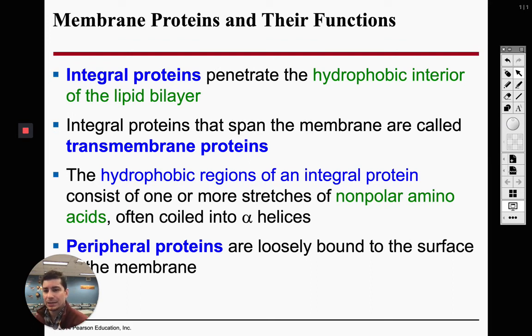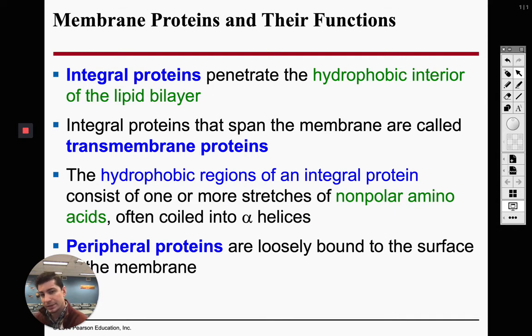Different proteins in our cells. We have integral proteins. Integral proteins are going to penetrate the hydrophobic region of our lipid bilayer. So they're going to be attached to our phosphates, but they're also going to penetrate the fatty acid tails. What does this tell us about integral proteins? Well, if they're connected to our phosphates and also to our fatty acid tails, it tells us that our integral proteins are also going to be amphipathic, just like our phospholipids.